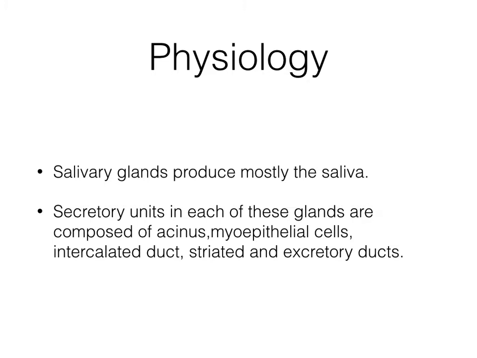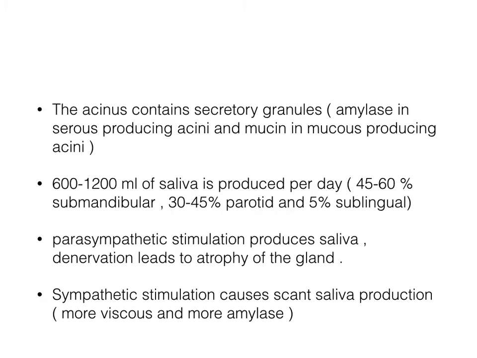And then striated and excretory ducts. The excretory ducts, again, the major duct of the parotid is Stenson's duct, and Wharton's duct of the submandibular. The acinus contains secretory granules. As we said, these secretory granules, the secretions could be either amylase, in case that the secretion is going to be serous, or mucin in mucus producing acini. Especially remember, as we said, the larger the gland, the more serous the secretions. The smaller the gland, the more mucinous the secretions.